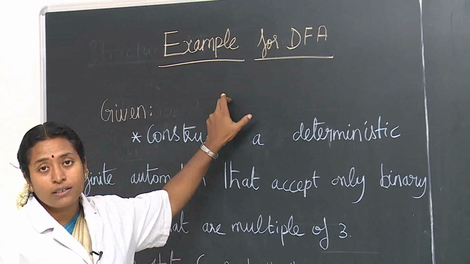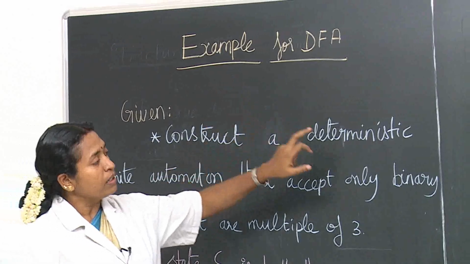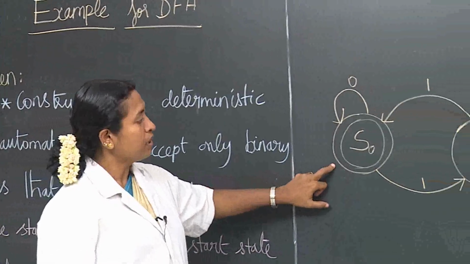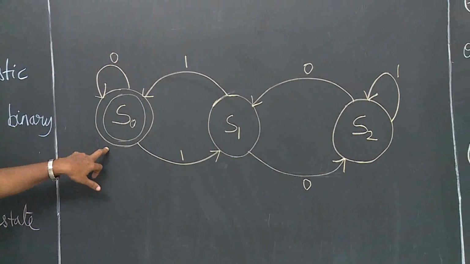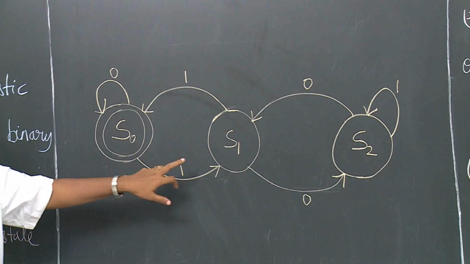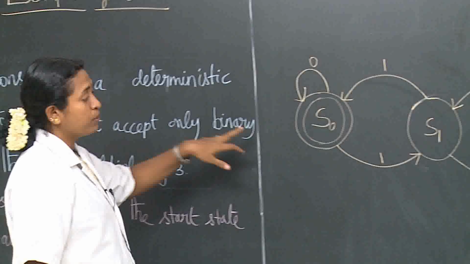So far we have seen what is DFA. Now we can see an example in DFA. Here's one example. If you see here, there are three states. Here the first state will be the final state. The remaining two states are the intermediate states. Now we can see the question for this.